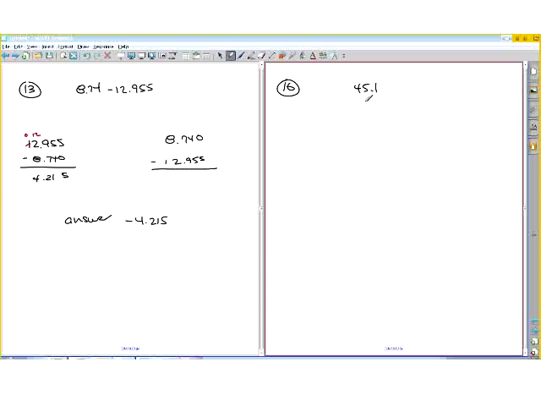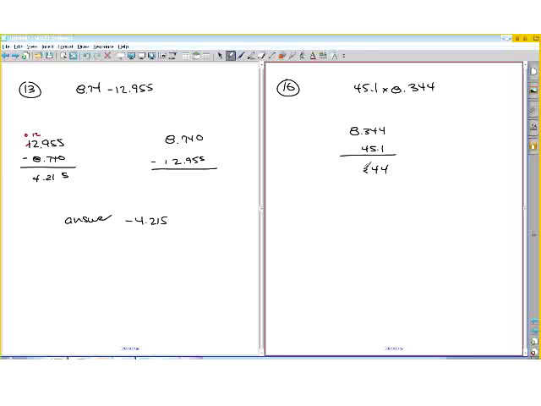Okay, 16 is 45.1 times 8.344. Again, what I would normally do is put the number with more digits on the top. I'm not sure if that's what they say in the book or not. And what we'll have is 1, 2, 3, 4 decimal points that we're going to put into it based on this. Okay, now we multiply that.